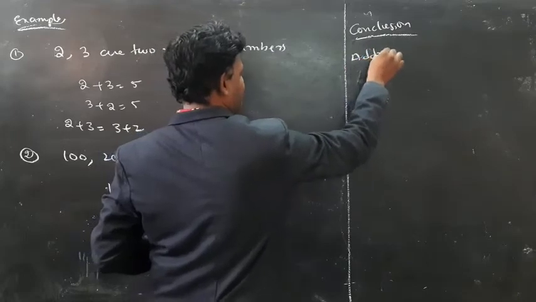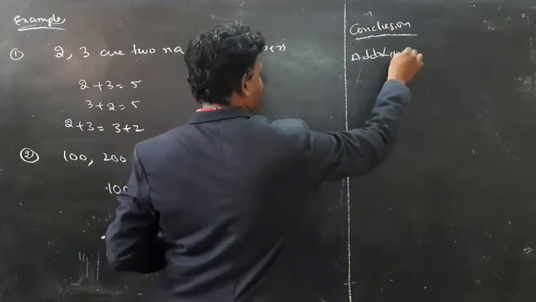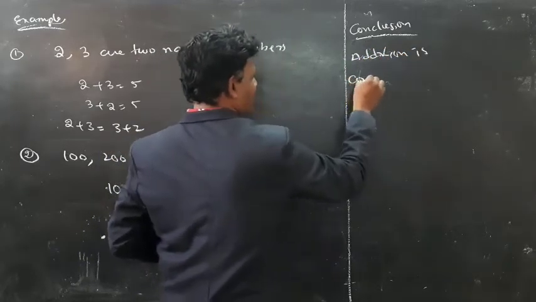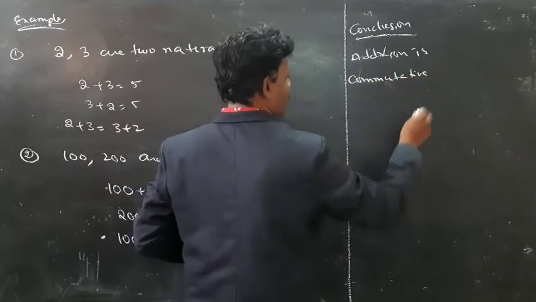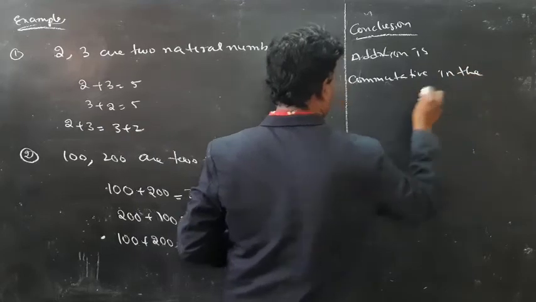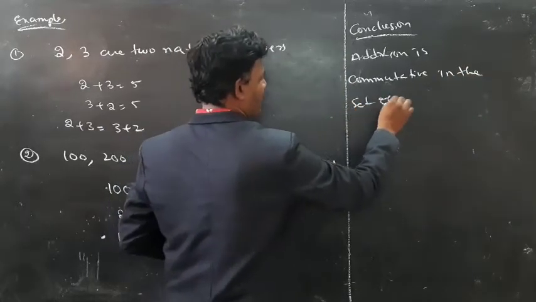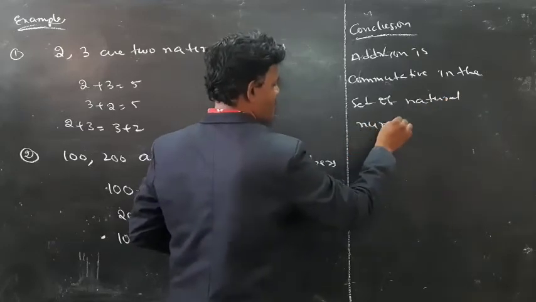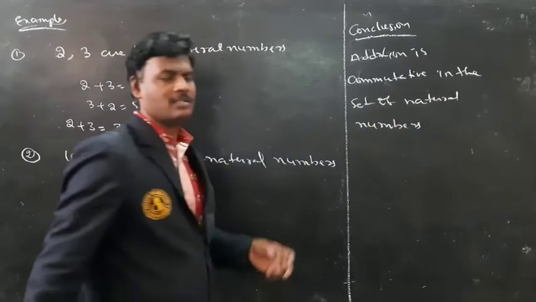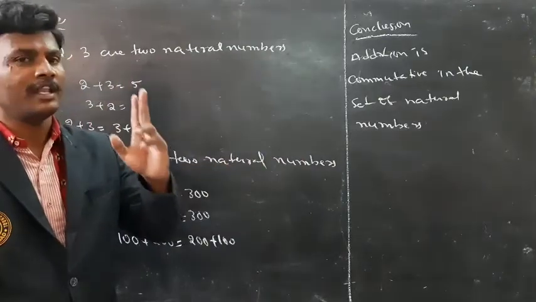Addition is commutative in the set of natural numbers. So addition is commutative in the set of natural numbers.